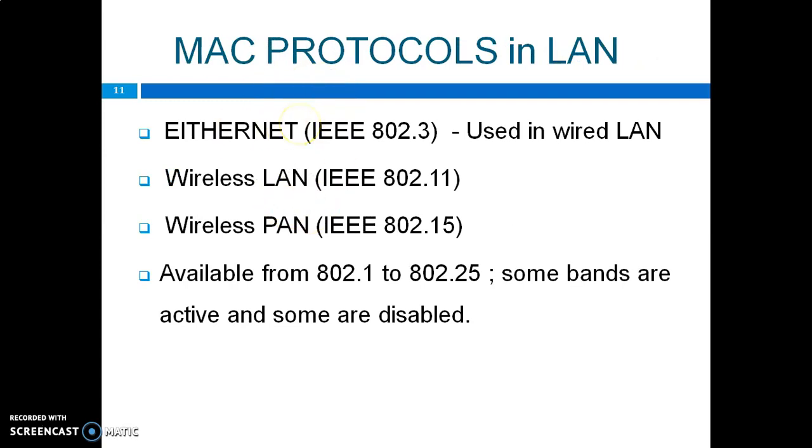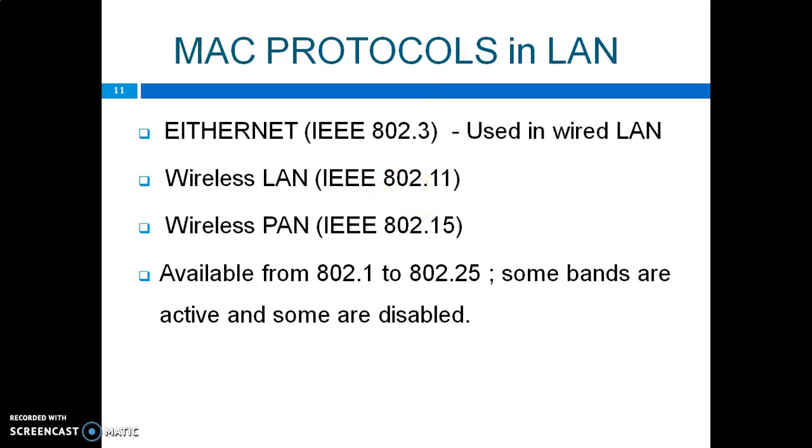In general, what are the MAC protocols available in LAN? As we know, the MAC is implemented or used in the LAN. Then what are the protocols mainly used in this? First one, Ethernet. The IEEE standard for Ethernet is 802.3. This is exclusively used in wired LAN, right? Next, wireless LAN. The IEEE standard for wireless LAN is IEEE 802.11.